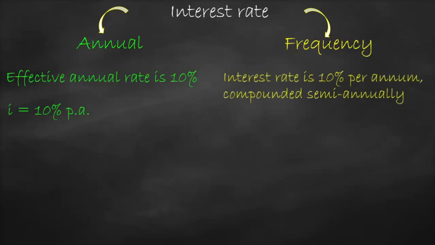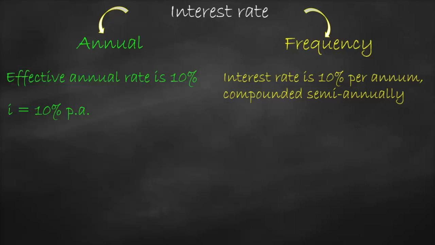If we have a frequency, if we put it into words, it will be: interest rate is 10% per annum compounded semi-annually. So every time you find the word compounded, it means that it's paid many times per year. And that's why we need to look at what's written after compounded. Compounded means payable. That's why we can say payable instead of compounded.